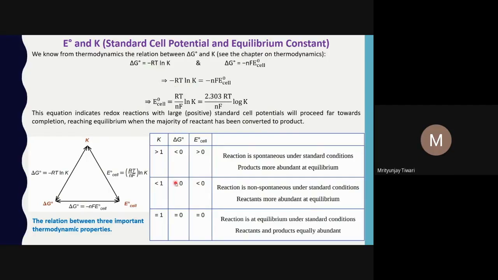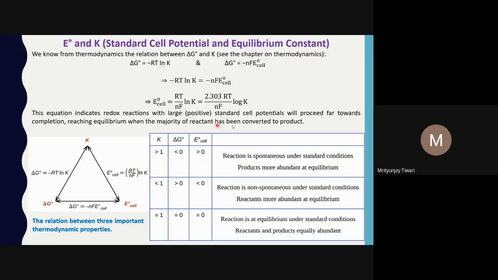Delta G is greater than 0, and we know the reaction is non-spontaneous under standard conditions. So the reaction will be non-spontaneous, and in that case the reactant will be more abundant at equilibrium. And from this, if delta G is positive, then E naught cell will be negative, that is, E naught cell is less than 0.